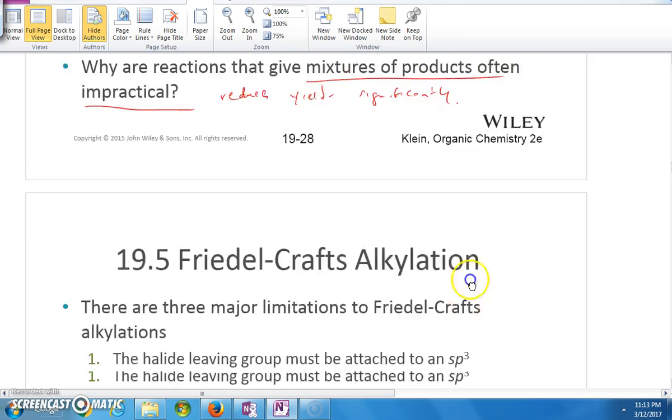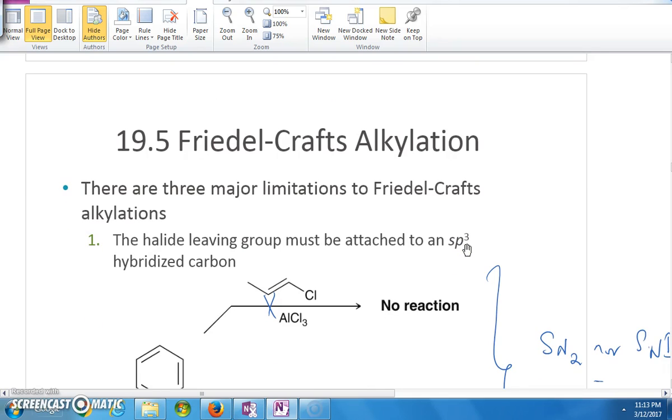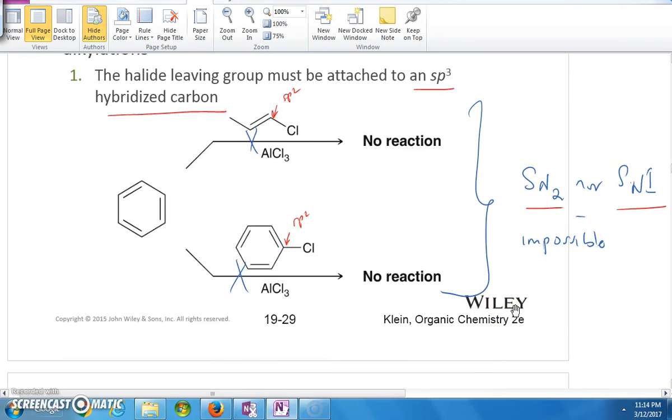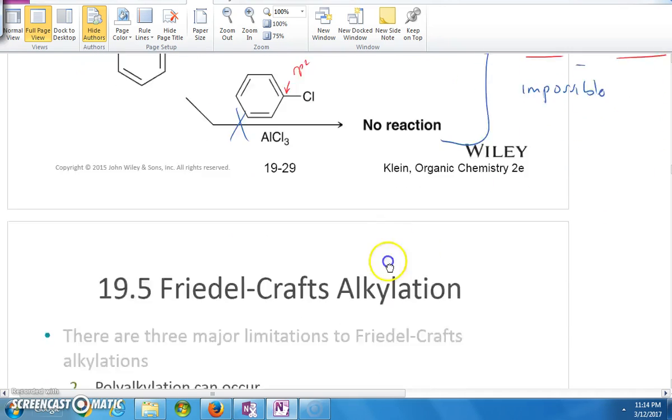You see, there are three major limitations to the Friedel-Crafts alkylation. The first is the halide leaving group must be attached to an sp3 hybridized carbon. And of course, you know by now that these reactions go SN2 or SN1. Okay, and so if you have a compound in which the chlorine is attached to an sp2 hybridized carbon, you know that the reaction cannot go SN2 or SN1. And so the Friedel-Crafts alkylation is limited to halide groups attached to an sp3 hybridized carbon.